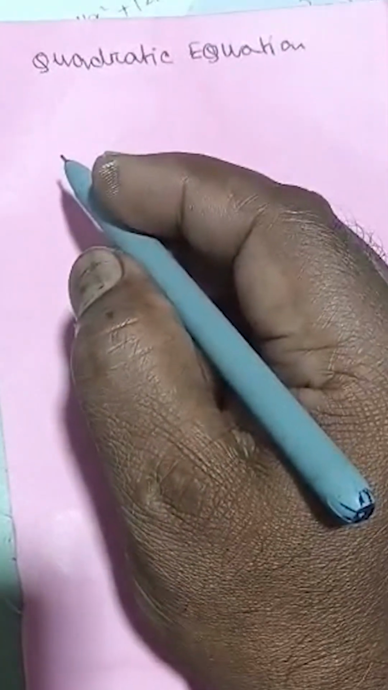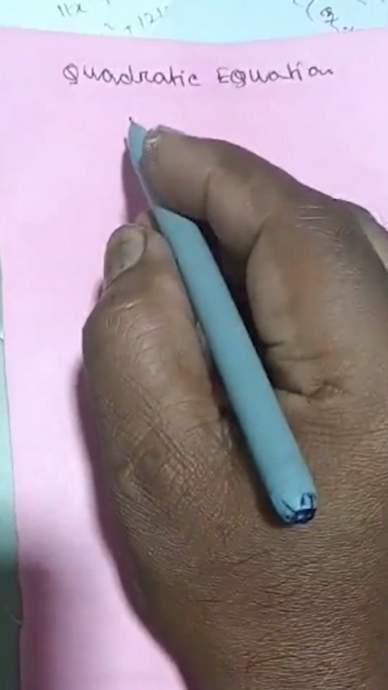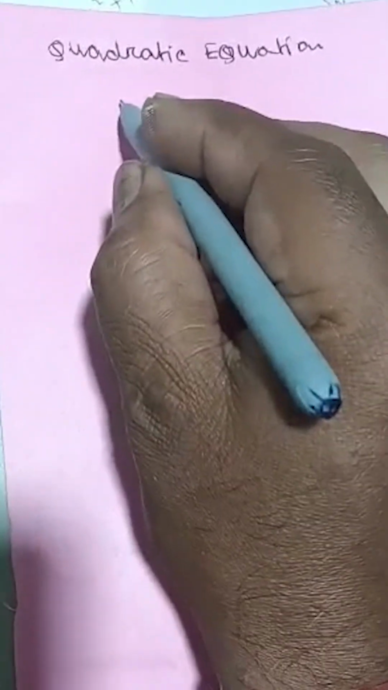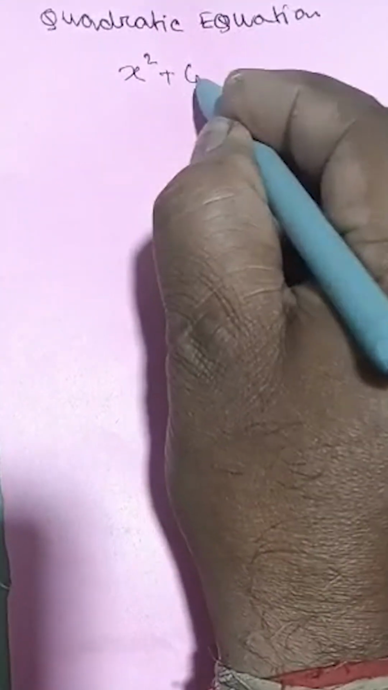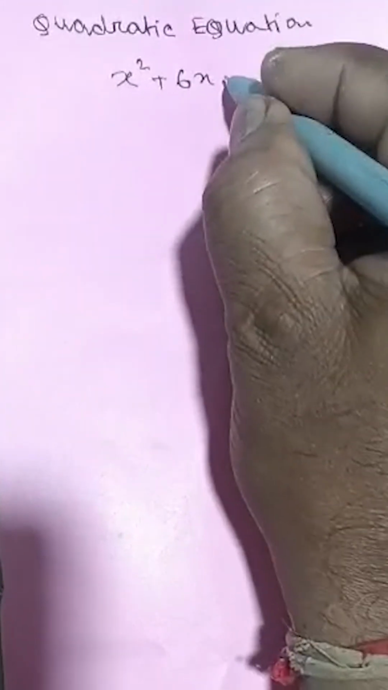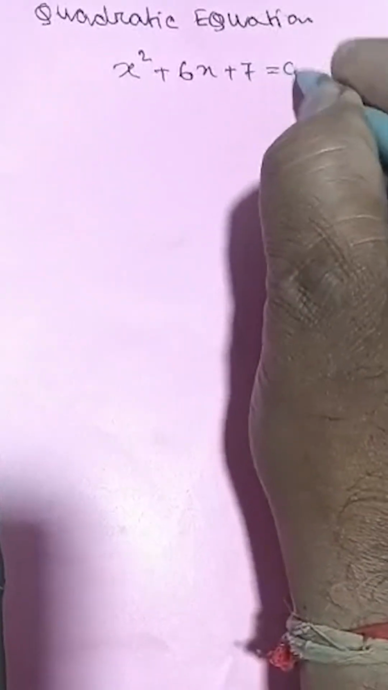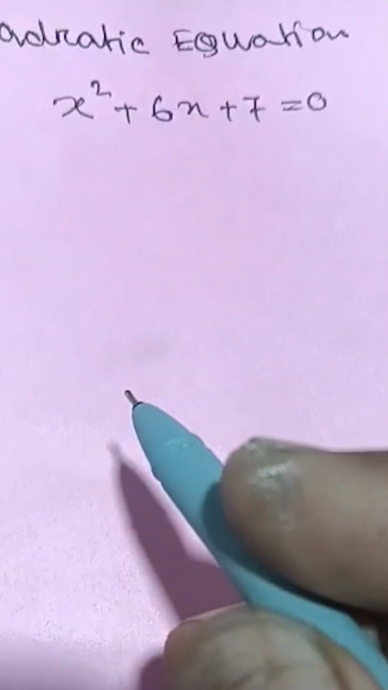Today, I am starting with another new type of quadratic equation. We have to solve this quadratic equation by the completing square method. Suppose one question is given: x square plus 6x plus 7 equal to 0. We have to solve it by completing square. So you see how it should be done.